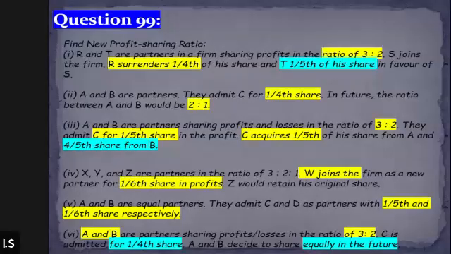Again, I'm giving you 5 minutes. Solve this question. Let me know the answer. A and B are partners sharing the profits and losses in the ratio of 3:2. They admit C for 1/5 share in the profit. C acquires 1/5 of his share from A and 4/5 of his share from B.